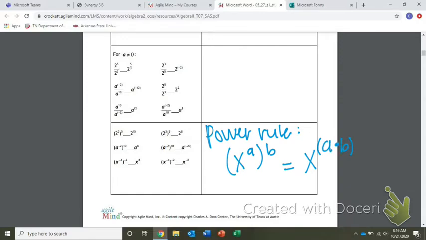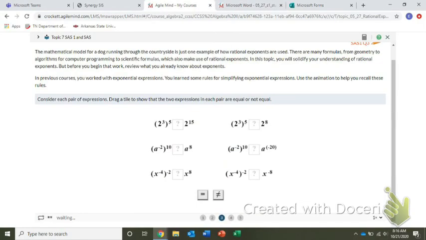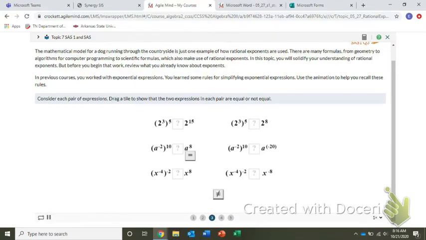Okay. So now, let's go back. On the first one, 2 to the 3rd power raised to the 5th power. 3 times 5 is 15, so that is correct. To the right of it, 2 to the 3rd raised to the 5th is not 2 to the 8th because the power rule tells us we must multiply. So this is not correct.